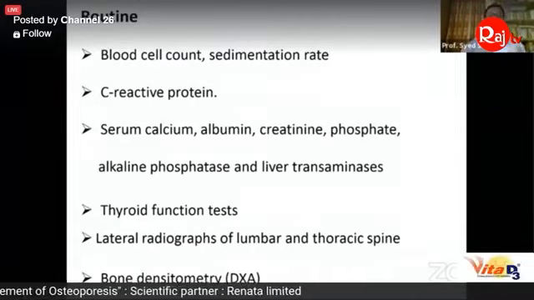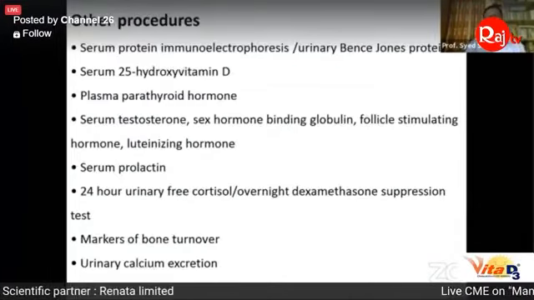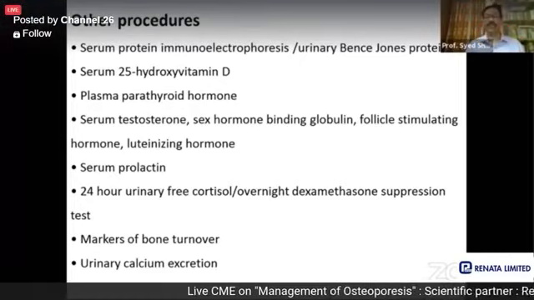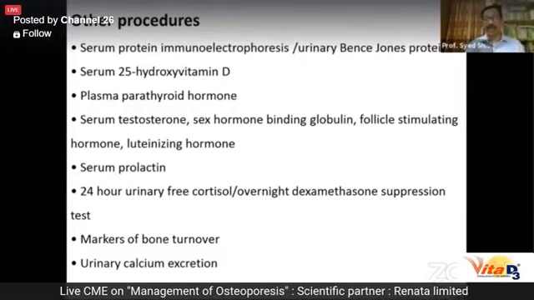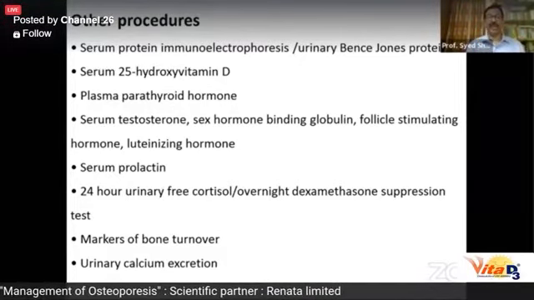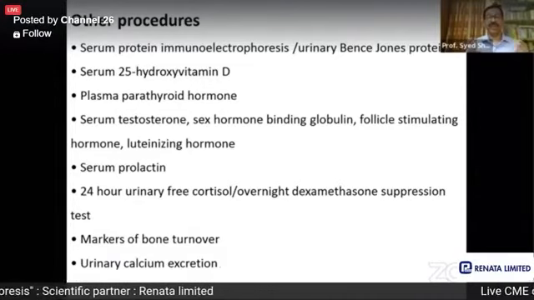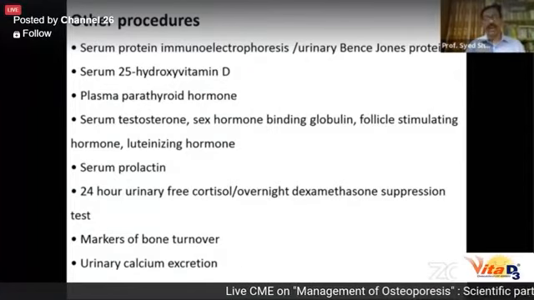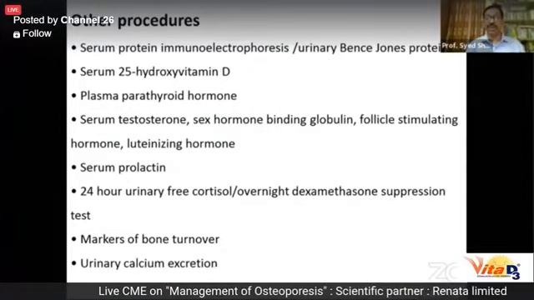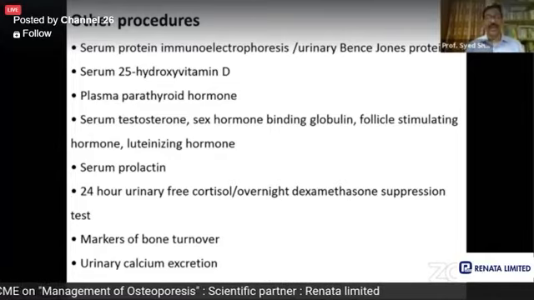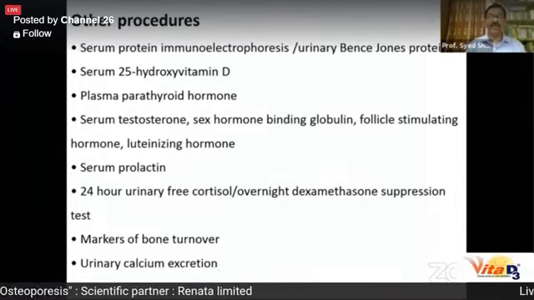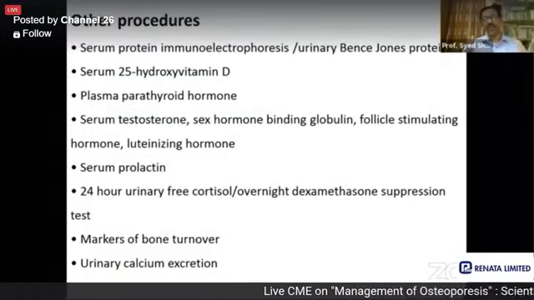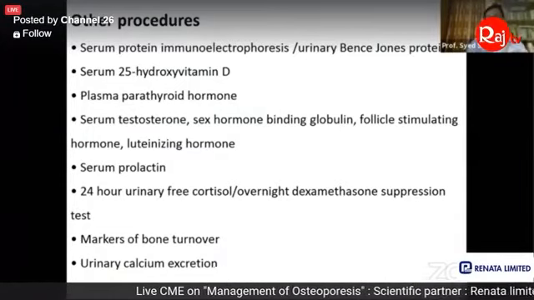We have to go for other investigations also, like serum protein electrophoresis, urinary Bence Jones protein, serum 25-hydroxy vitamin D. I will come to that later on. Plasma parathyroid hormone, serum testosterone, sex hormone binding globulin, follicle stimulating hormone, luteinizing hormone, serum prolactin, and 24-hour urinary free cortisol or overnight dexamethasone suppression test, and markers of bone turnover and urinary calcium excretion, and many other investigations we have to go for identifying secondary osteoporosis and for differential diagnosis.